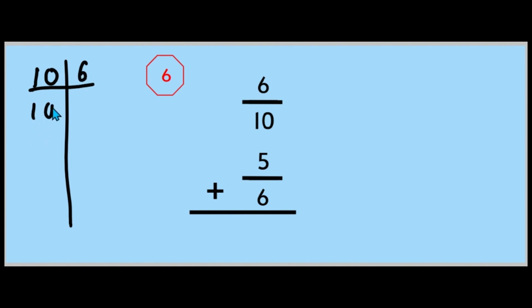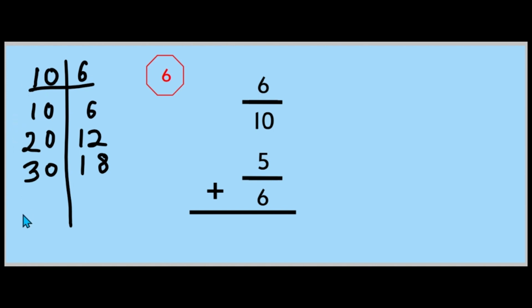So 1 times 10 is 10. 2 times 10 is 20. 3 times 10 is 30. So let's go to the 6. 1 times 6 is 6. 2 times 6 is 12. 3 times 6 equals 18. I don't see a match, so let's keep going.